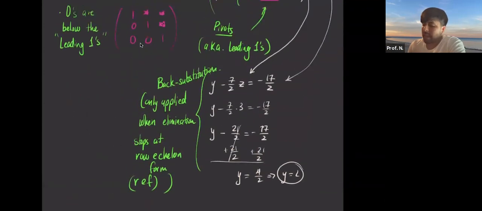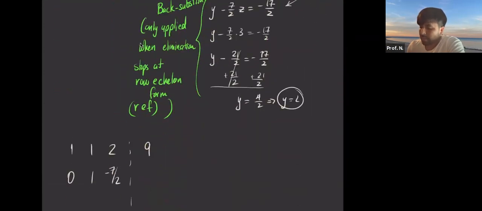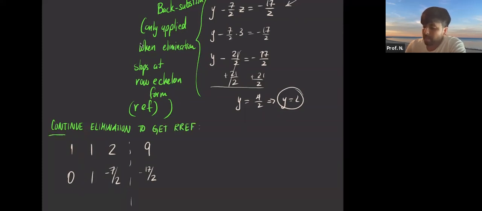So in this case, I'm just rewriting this. This is negative 17/2. So this is if I continue. I'm going to continue elimination to get row reduced echelon form.